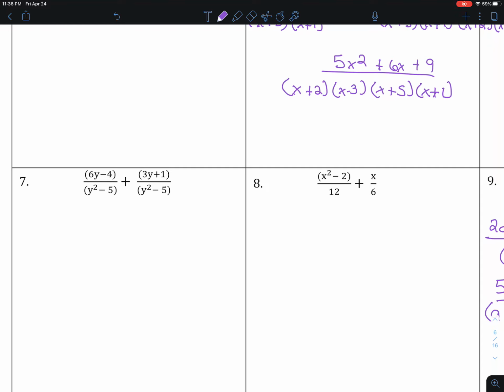All right, problem 7 was actually, I hope you noticed that this one was pretty simple because it already has like terms. So we just have to add the numerators. So that's 9y minus 3 over y squared minus 5. And that's it. That's all we can do with that.